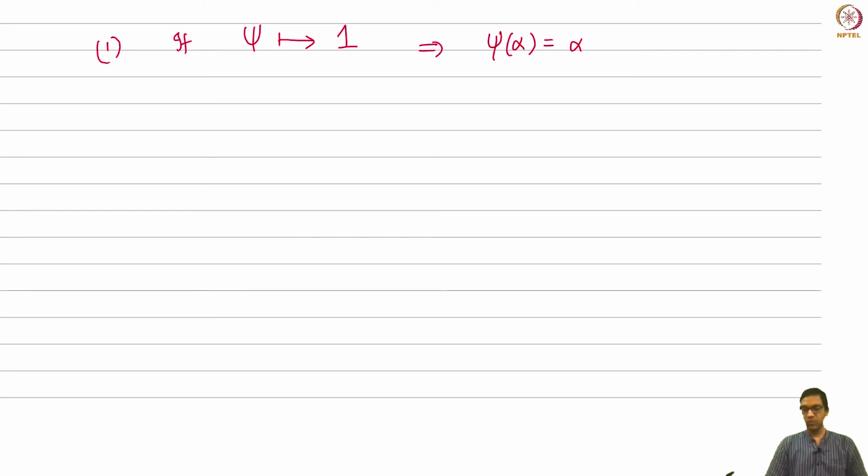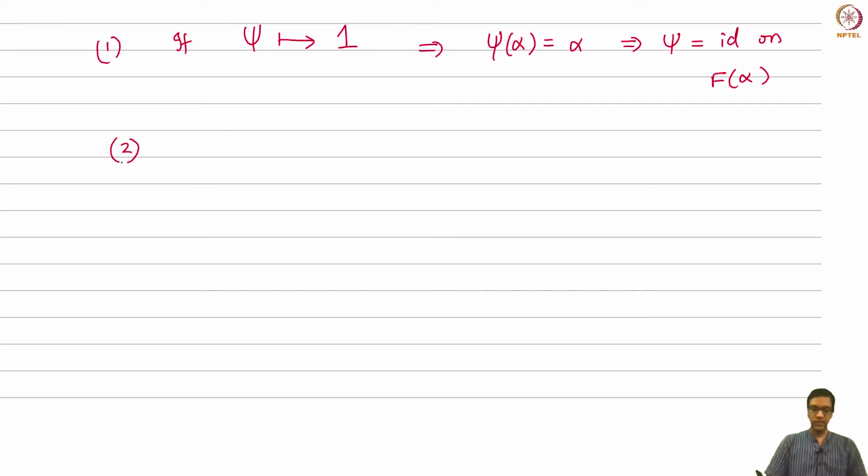Okay, if psi maps to 1, it means that psi of alpha is alpha. Therefore, that automatically means that psi must just be the identity on the entire field F(alpha), because psi is already identity on F and psi of alpha is also alpha, so psi must be identity. So that shows that this is an injective map definitely.